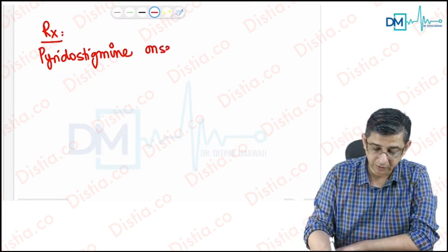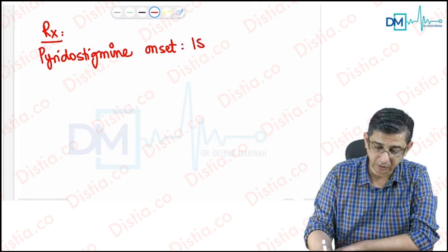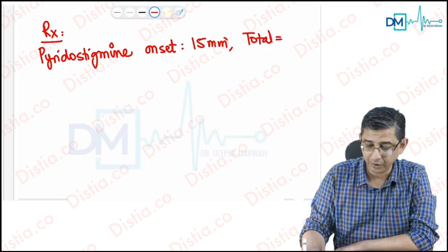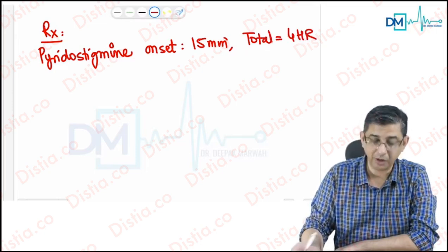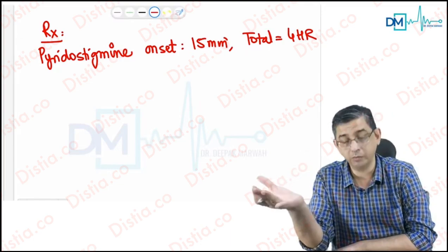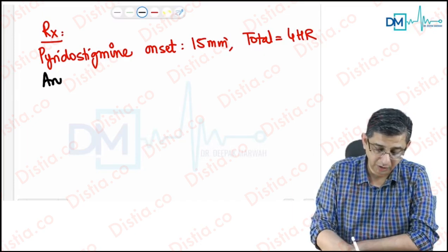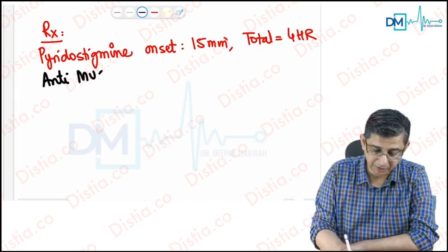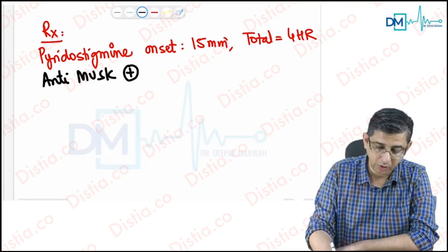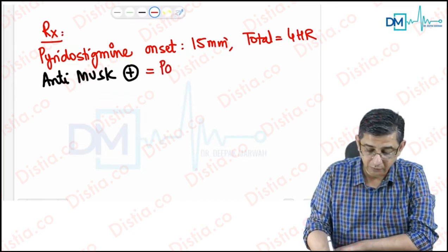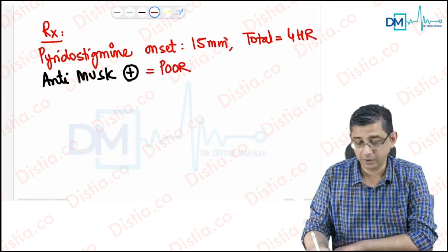The onset of action of this medicine is after 15 minutes, and the total duration of action is approximately 4 hours. So repeated dosages of pyridostigmine have to be given to these patients for causing symptomatic relief. Do remember that patients who have anti-MuSK antibodies present may not show a good response to this drug. In generalized myasthenia gravis, the response is going to be much better.